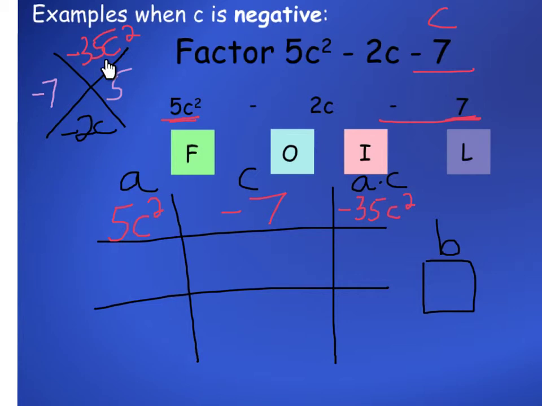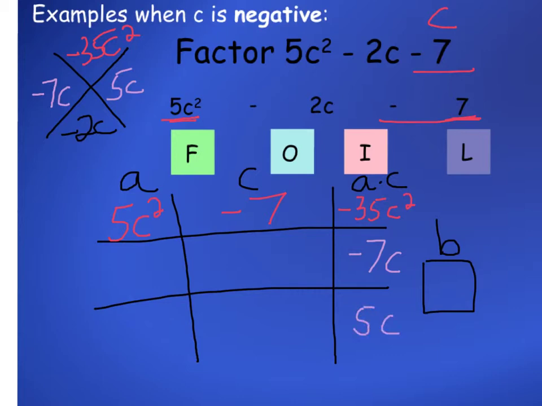But I'm missing a letter, so watch. I'll just go like this. C. Now watch what happens. Negative 7c plus 5c is negative 2c. So I'm actually going to write that right here. Negative 7c and positive 5c. It does not matter which one I write first.